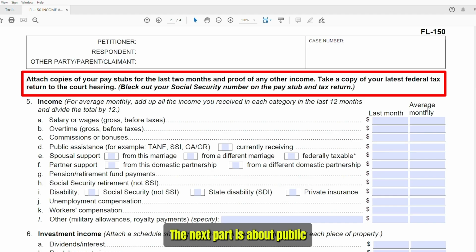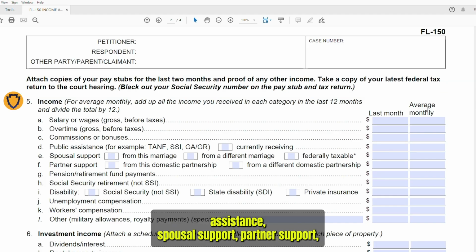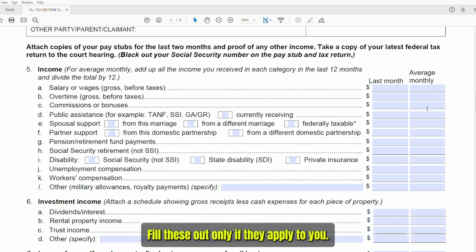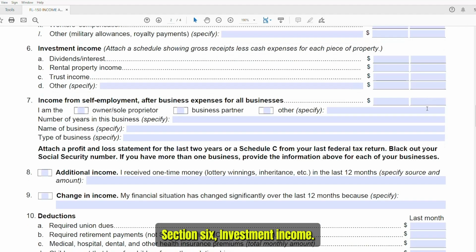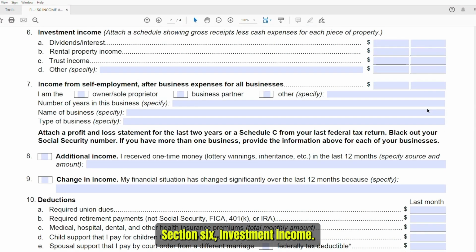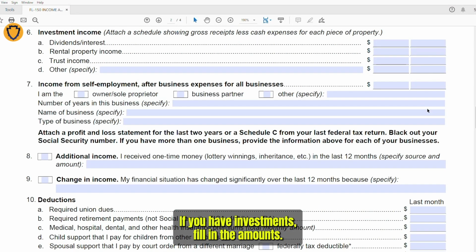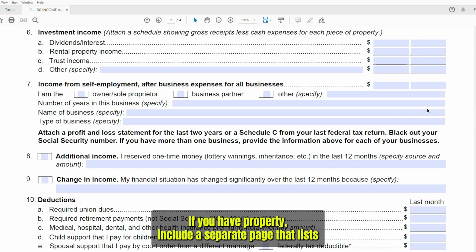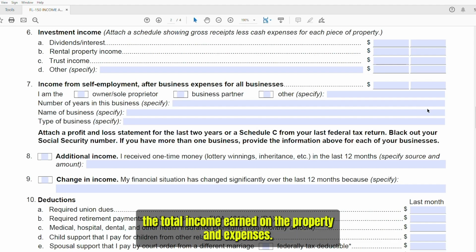The next part is about public assistance, spousal support, partner support, pensions, Social Security, disability, unemployment, or workers' compensation. Fill these out only if they apply to you. Section 6, Investment Income. If you have investments, fill in the amounts. If you fill an amount for D, Other, write a description. If you have property, include a separate page that lists the total income earned on the property and expenses.